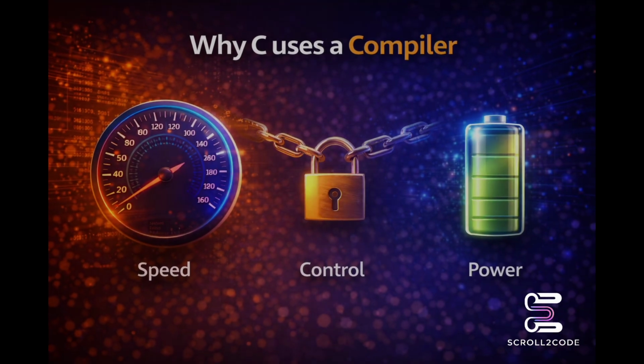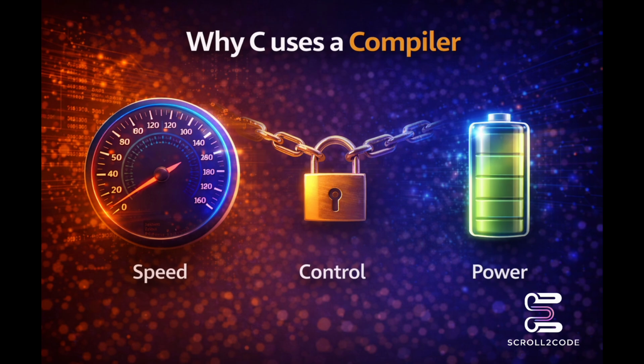Now, why does C use a compiler? Because C is designed for speed, control, low level access. C gives you power, but it also expects responsibility. And that's why C doesn't hide execution details. It expects you to understand them. And that's exactly what you're doing here.